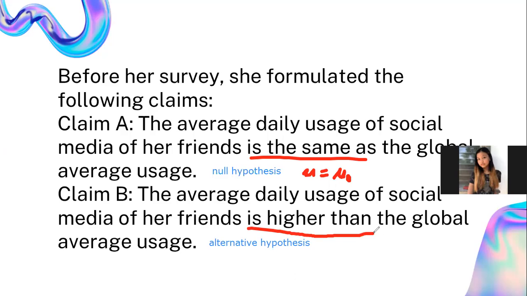Higher than. So, ibig sabihin, yung average daily usage ng friends niya is higher than the global, which is really true kapag titingnan lang natin yung value nila, di ba? Kasi ang value nung sa friends niya, 152, sa global is 142. Okay po? So, those are the two kinds of hypotheses.